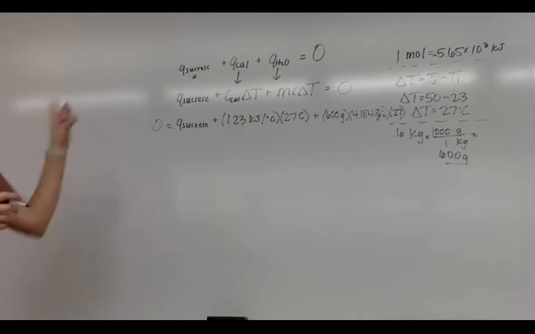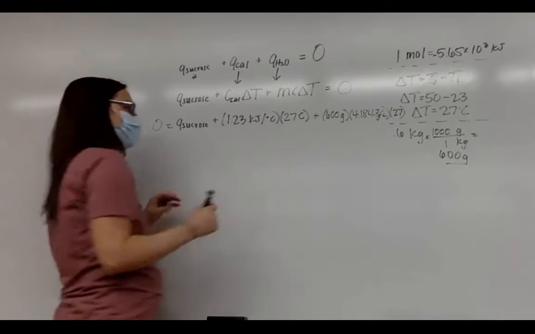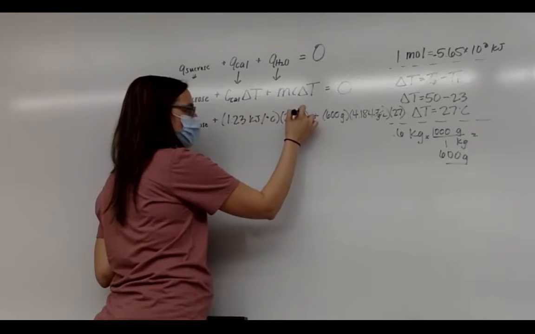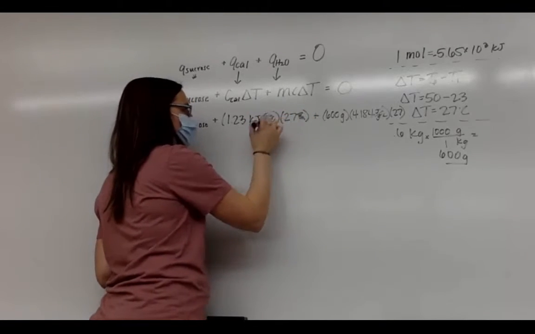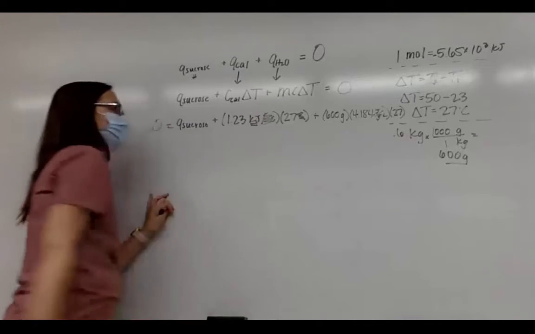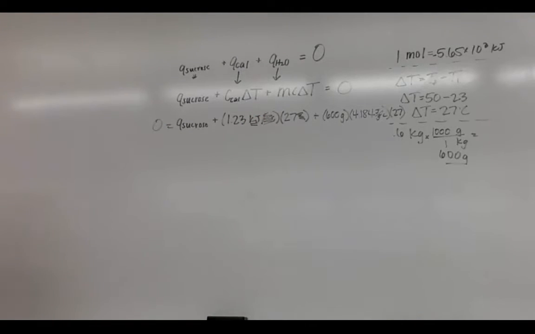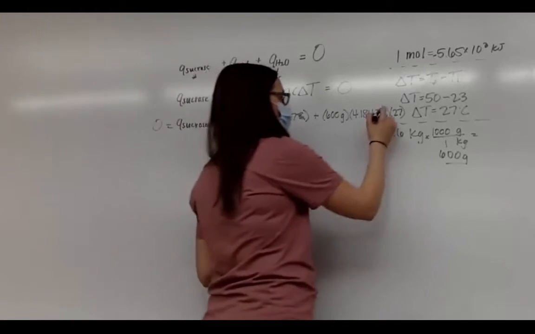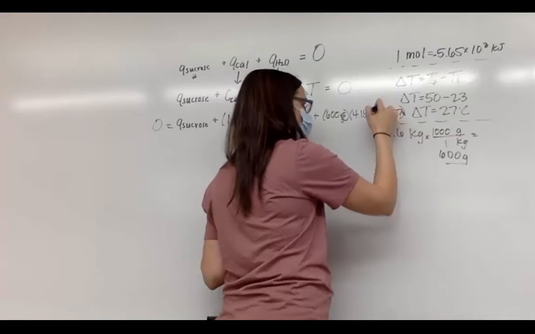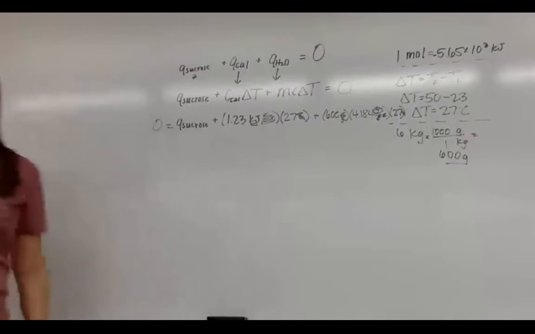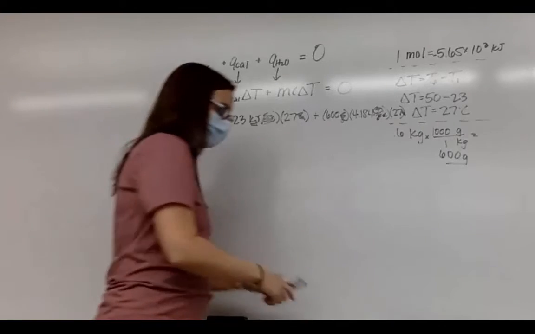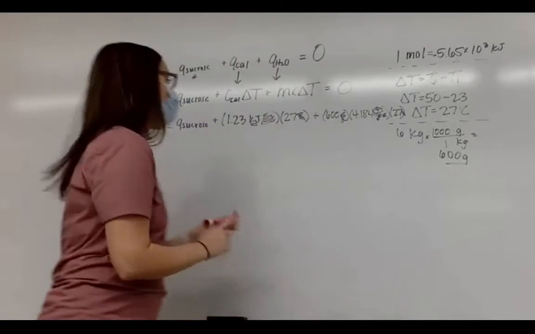Now, I want to look at canceling some units really quick before we plug things in. So notice kilojoules per degree Celsius and degrees Celsius. The degrees Celsius cancels, which means this value of Q is in kilojoules. Over here, we have grams cancel, degrees Celsius cancel. This value of Q is in joules. We just need to keep that in mind as we continue with the calculations.